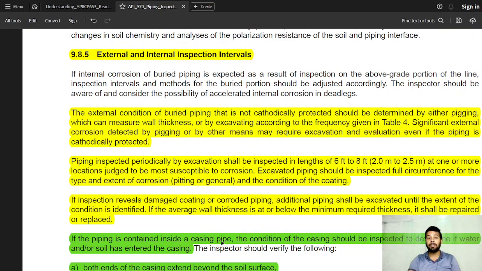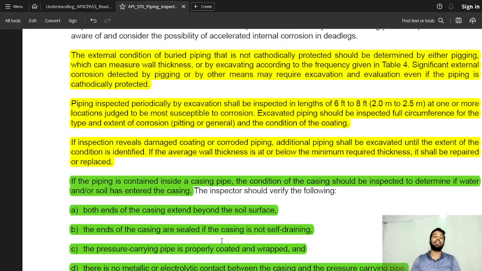External and internal inspection intervals. The external condition of buried piping that is not cathodically protected should be determined either by pigging, which can measure wall thickness, or by excavating according to the frequency given in Table 4. Significant external corrosion detected by pigging or by other means may require excavation and evaluation even if the piping is cathodically protected.